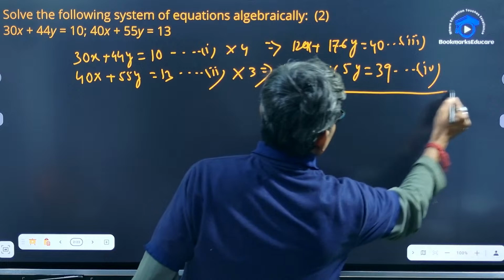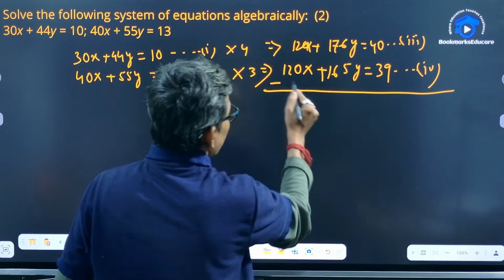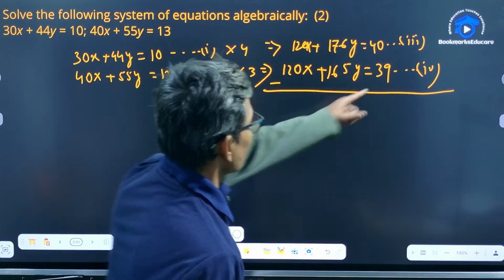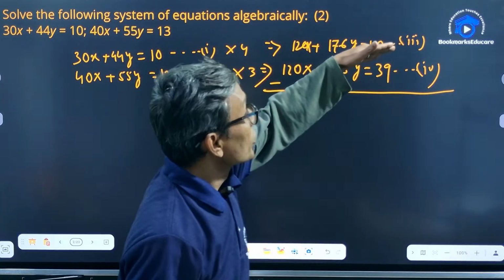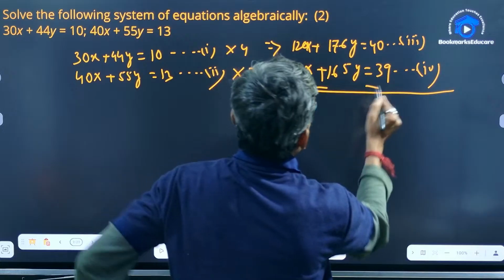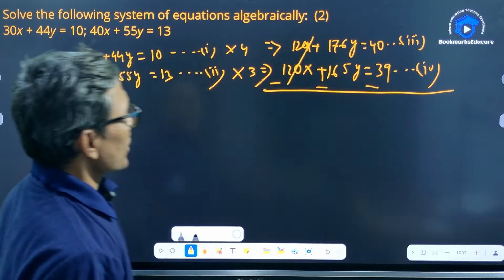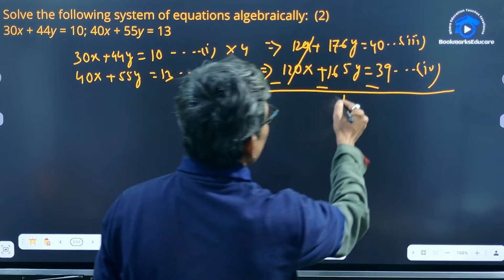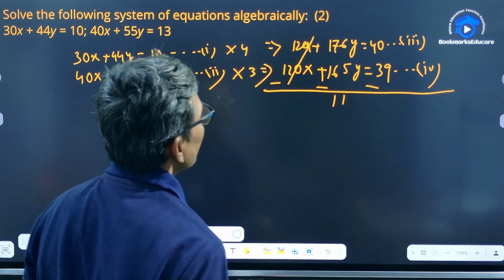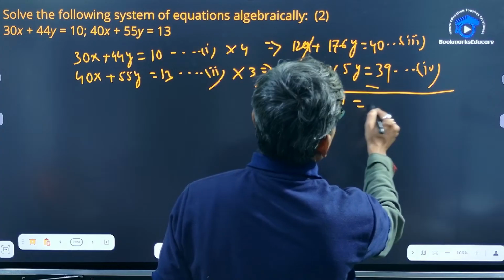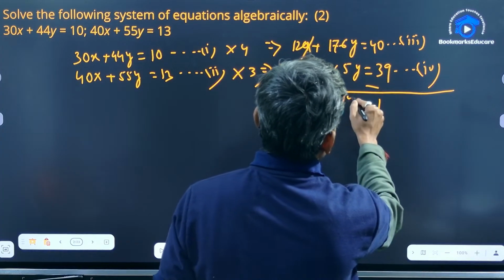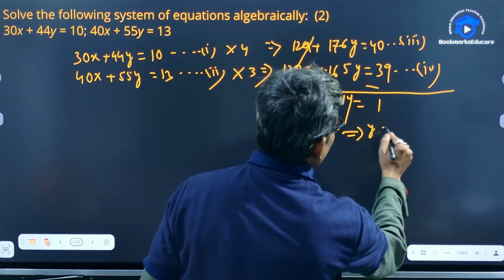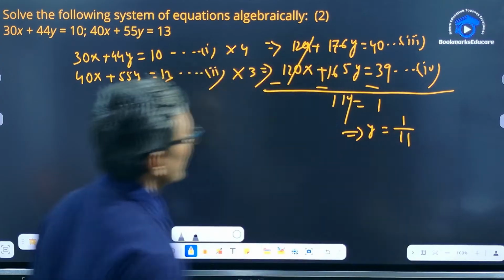So subtracting equation 4 from equation 3, x will be eliminated. So 11y is equal to 1. So the value of y is equal to 1 by 11.